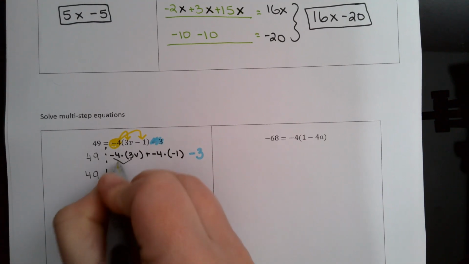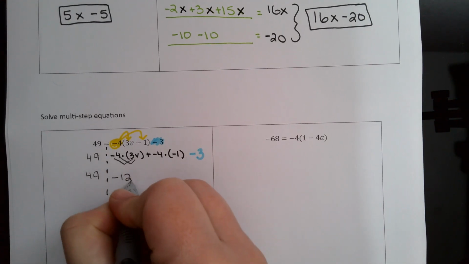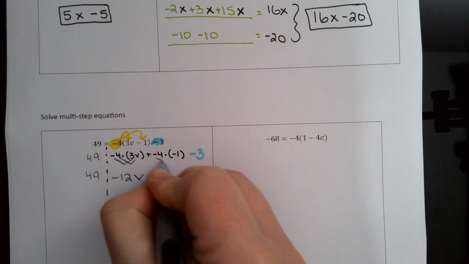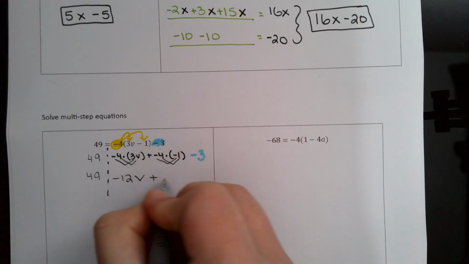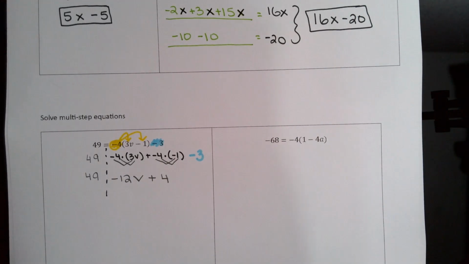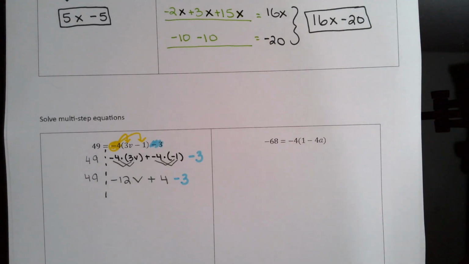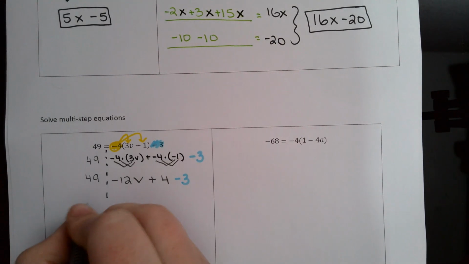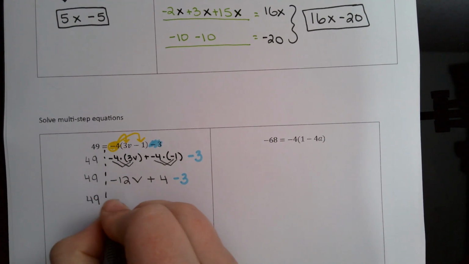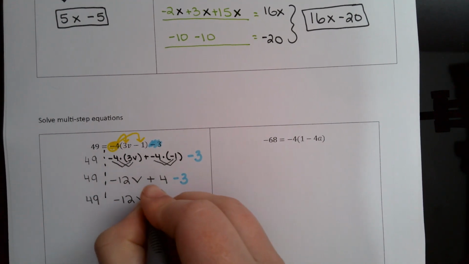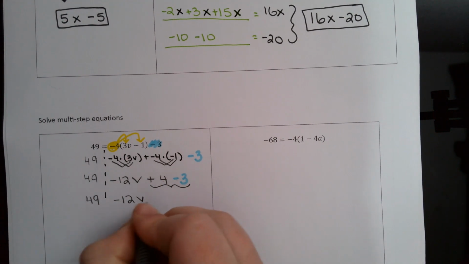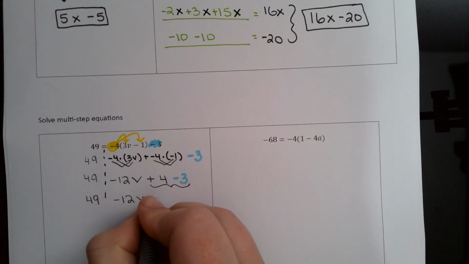Let's go ahead and multiply it. Same or different? Different. 4 times 3 is 12. Do I have a letter? Yes. Same or different? Same. 4 times 1 is 4. And again, I still have that -3 in the back. Bring down the 49. Combine like terms. 4 minus 3 is 1.